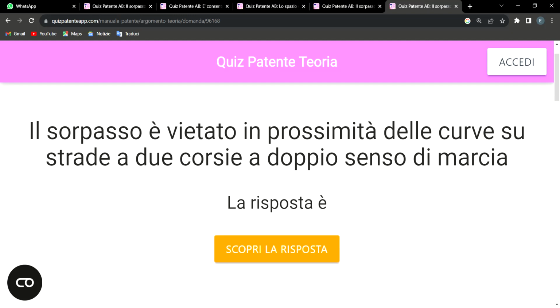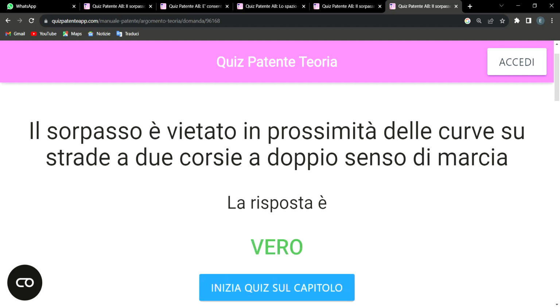So the last but not the least, it says il sorpasso è vietato in prossimità della curva su strada a due corsie a doppio senso di marcia. So it says this very one, vero or falso? So the answer to this very one is vero. Now I will explain to you. We elaborated on the senso unico before. So this very one now is the opposite of senso unico because we have doppio senso. Doppio senso is the normal road. Now here it is saying that il sorpasso, overtaking, è vietato, is forbidden.